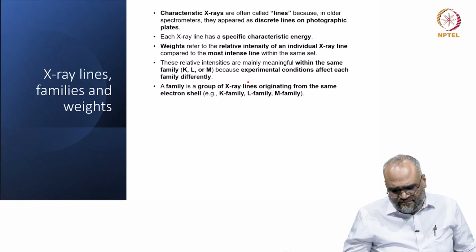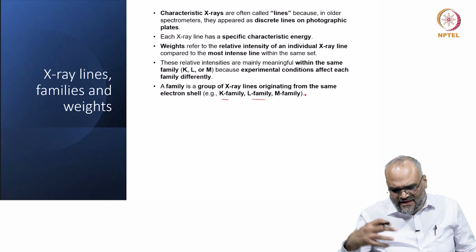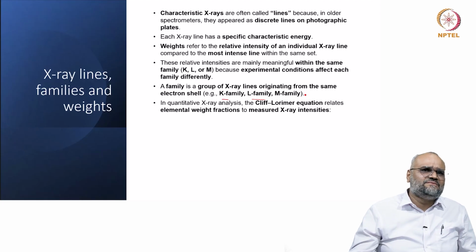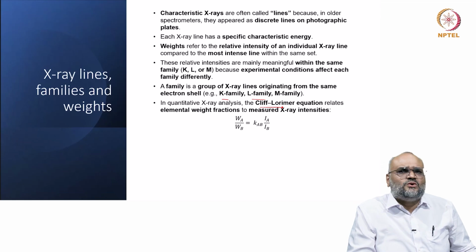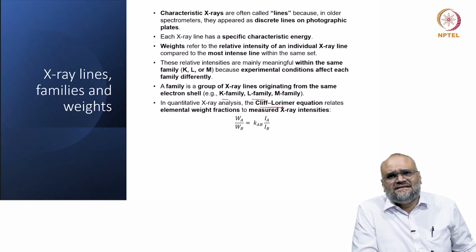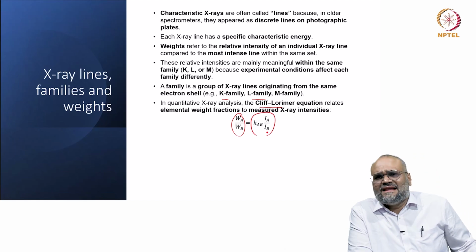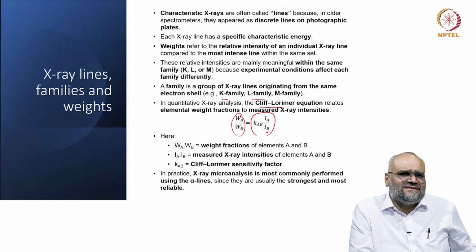So when a group of X-ray lines are originating from a particular shell, you call them the K family or L family lines, and typically you can quantify from these peaks through what is called the Cliff-Lorimer equation. So if A and B are two atoms that are giving me characteristic X-ray lines with intensities IA and IB, this is specifically looking at the area under these peaks. You can relate the equivalent weights proportionate to the area under the intensities that you record, and from these weight fractions you can actually quantify how much amount of which element is present.